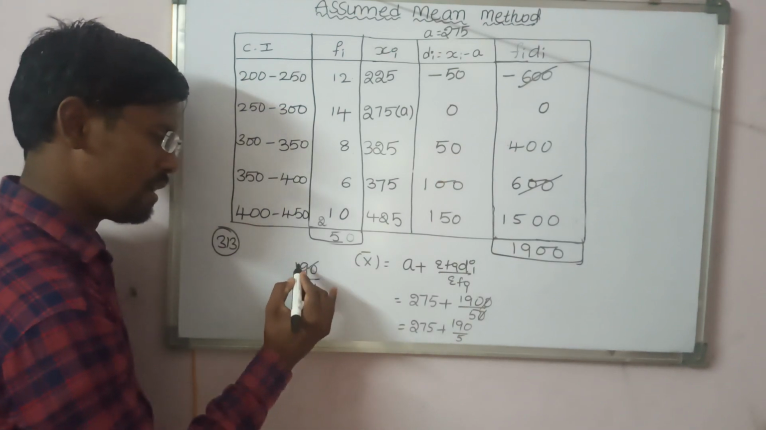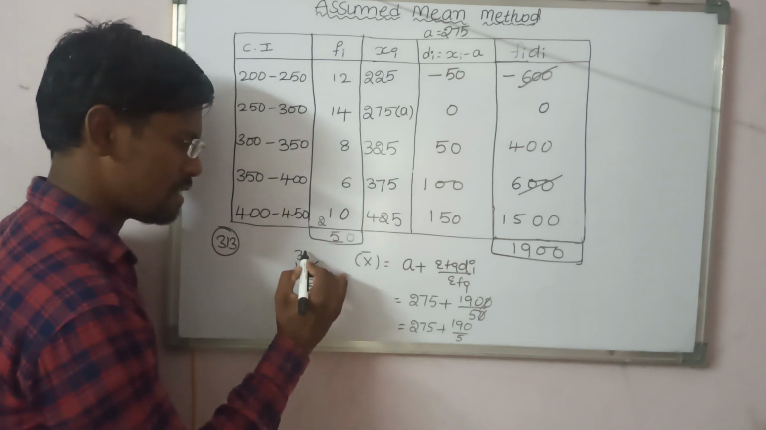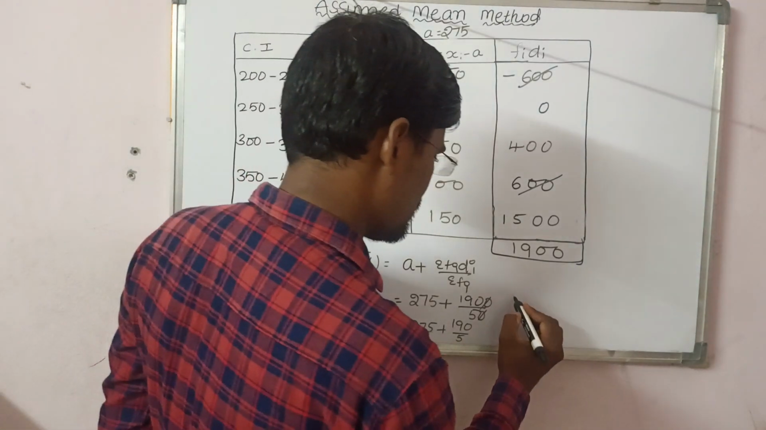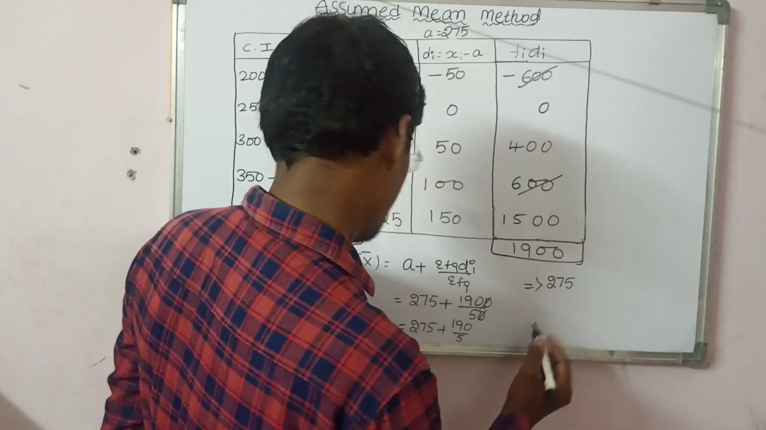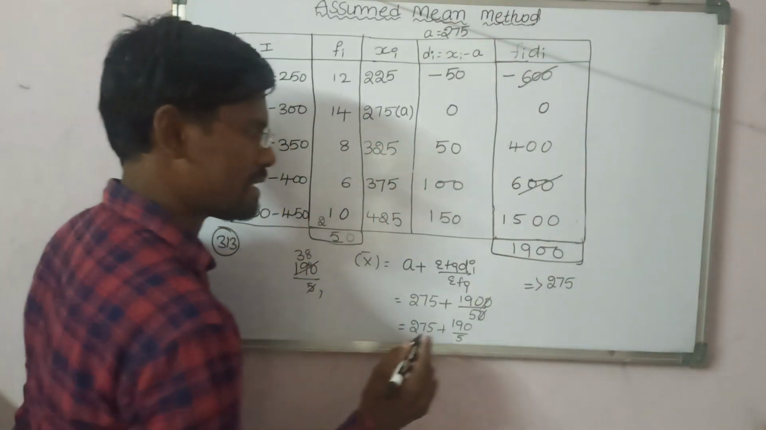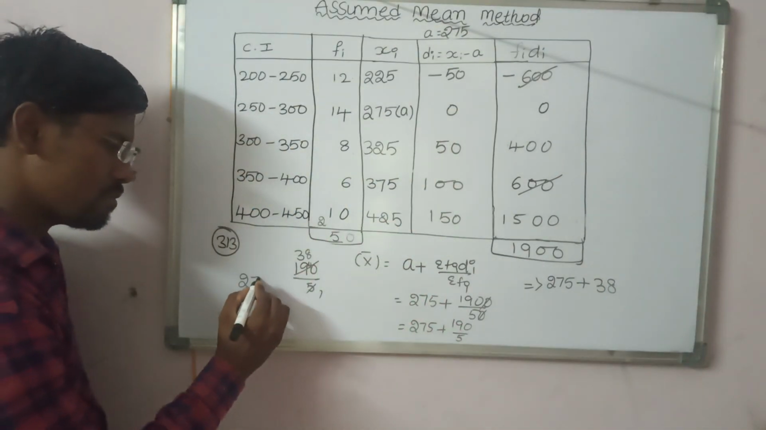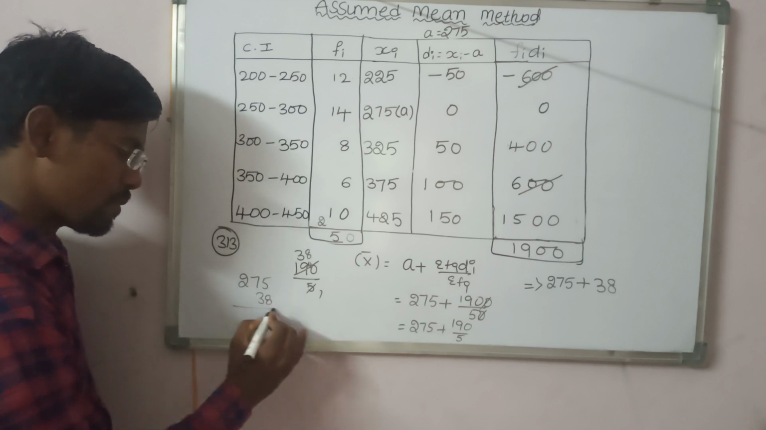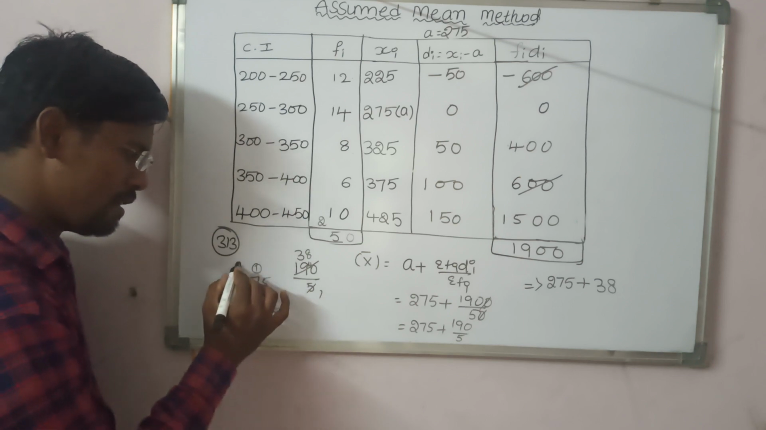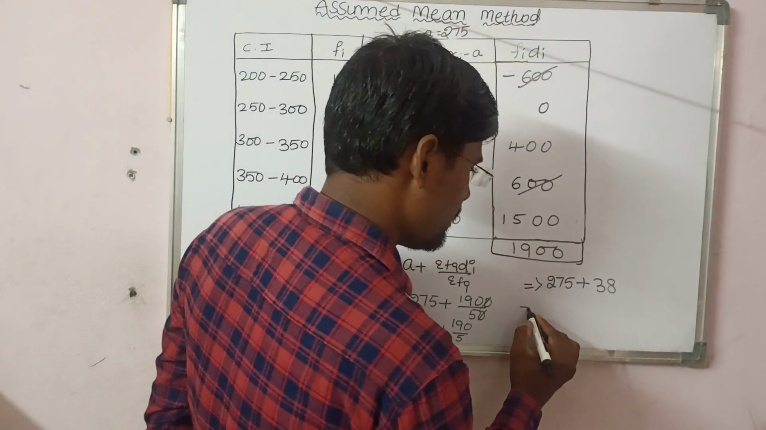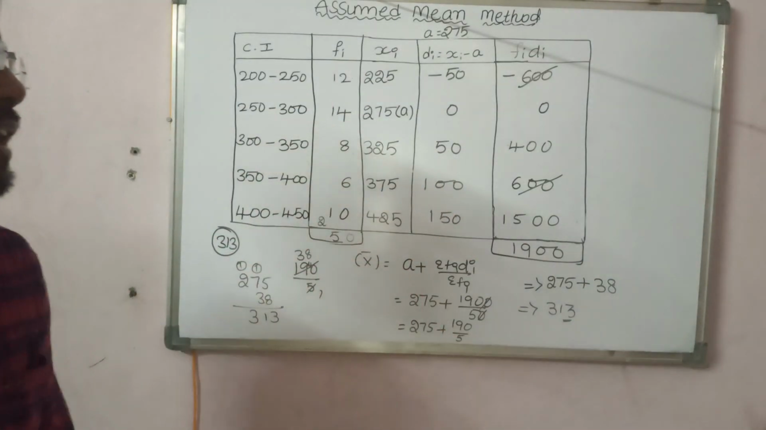5 ones are 5, 5 threes are 15. Next, 4 is remainder, 5 eights are 40. So we can get here 190 by 5 value as 38. I am writing here 38. So now it can be written as 275 plus 38. We have to add 8 plus 5 is 13, 1 carry. So 1 plus 3 is 4, 1 plus 7 is 8, hmm, 313. See, in the assumed mean method, I changed the A value.